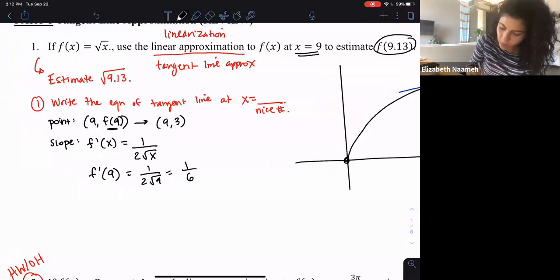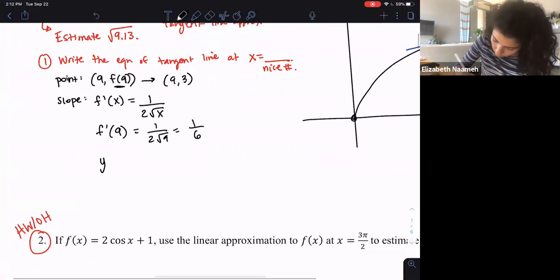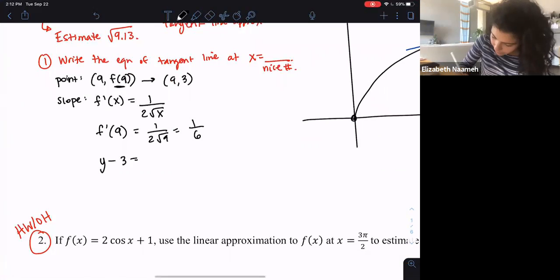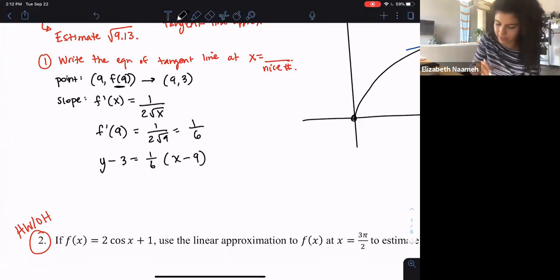So once I have my point and my slope, I can finish step 1. Let's write the equation of the tangent line. So it's y minus y1, which is 3, equals m, the slope, 1 over 6, parentheses x minus 9. Cool. So that's step 1 done. We wrote the equation of the line.